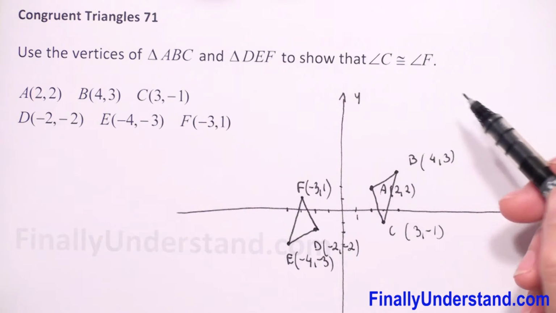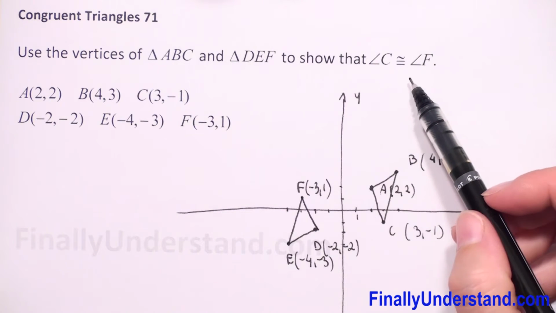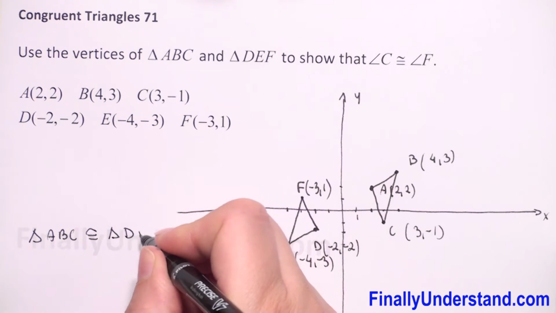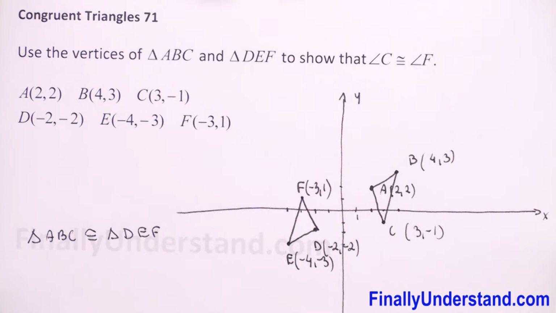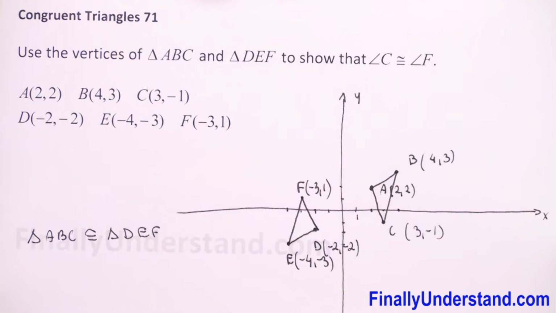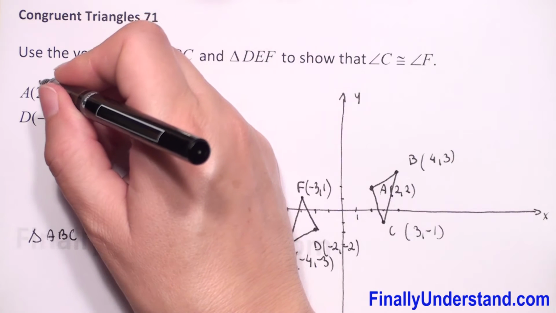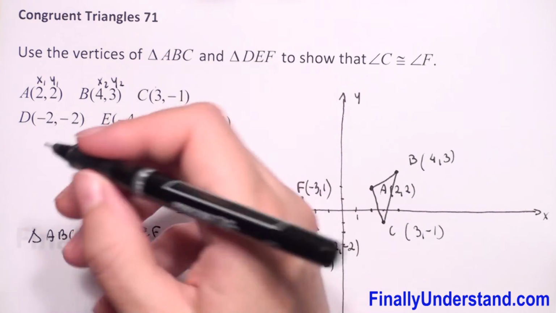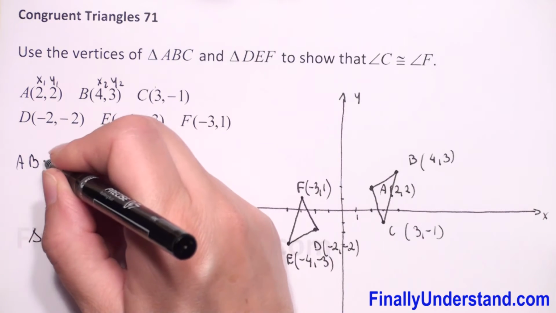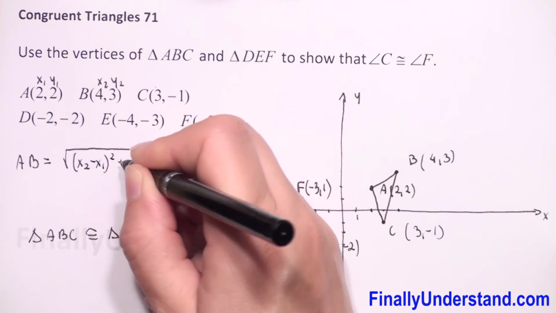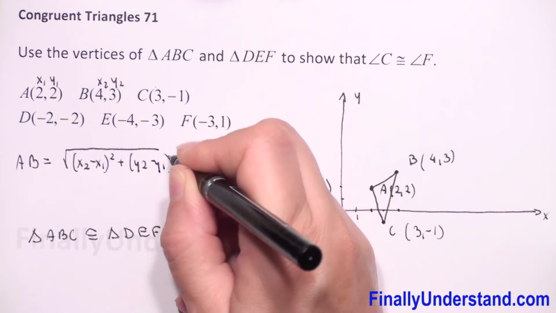We have to show that angle C is congruent to angle F. It means we have to show that triangle ABC is congruent to triangle DEF. To do this, we will have to find the sides of our triangles. So we need to find the distance between two points. Let me remind you of the formula: when we have point A with coordinates (x1, y1), and B (x2, y2), the formula for the distance AB is the square root of (x2 minus x1) to the second power plus (y2 minus y1) to the second power.